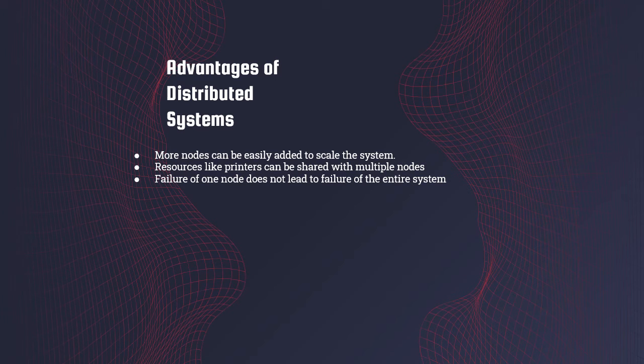Advantages of distributed systems. Some advantages of distributed systems are as follows. All the nodes in the distributed system are connected to each other, so nodes can easily share the data with other nodes. More nodes can easily be added to the distributed system and can be scaled as required. Failure of one node does not lead to the failure of the entire distributed system. Other nodes can still communicate with each other. Resources like printers can be shared with multiple nodes rather than being restricted to just one.